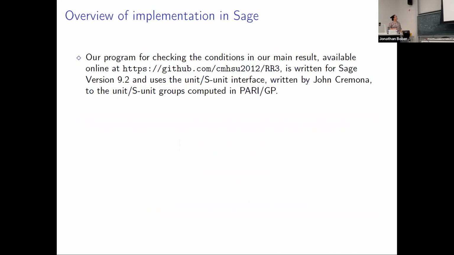Okay, so I end with just a few points about our implementation and stage. The program for the conditions is available on GitHub, and it heavily uses the S-unit interface that was written by John Cremona to the S-unit groups that are computed in PARI/GP. I'm a beginner coder, so if anyone has suggestions for how to make it more efficient and robust, I'd be happy to hear them. But you can take a look.